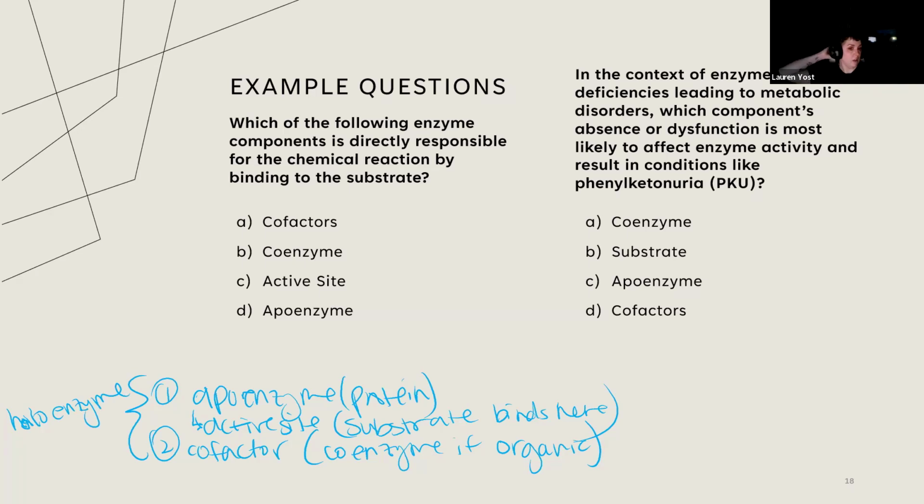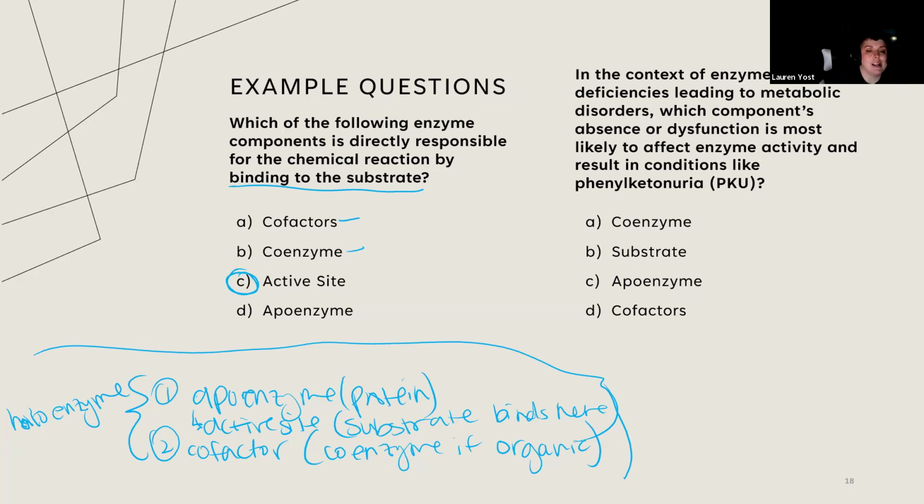All right. So I have all my little notes down there to answer these questions now. Which of the following enzyme components is responsible for the chemical reaction by binding to the substrate? Where do we have binding of our substrate? That's the active site. So we're able to select that out of here. Remember our cofactor and our coenzyme. Our coenzyme is a cofactor. It's just the organic version. These guys aren't binding to the substrate, but they are essential for the holoenzyme to function. The apoenzyme is just the protein portion.